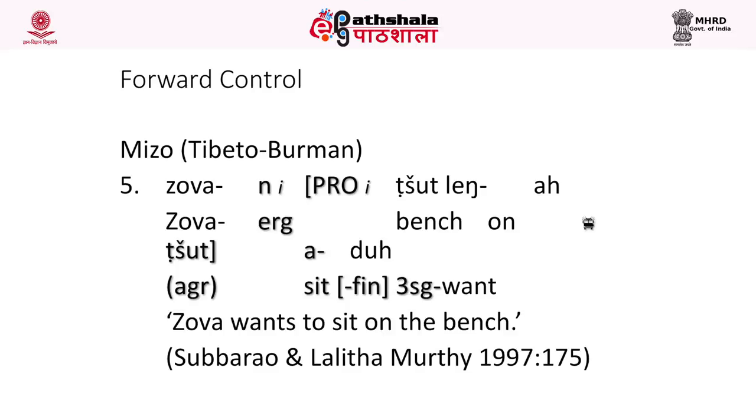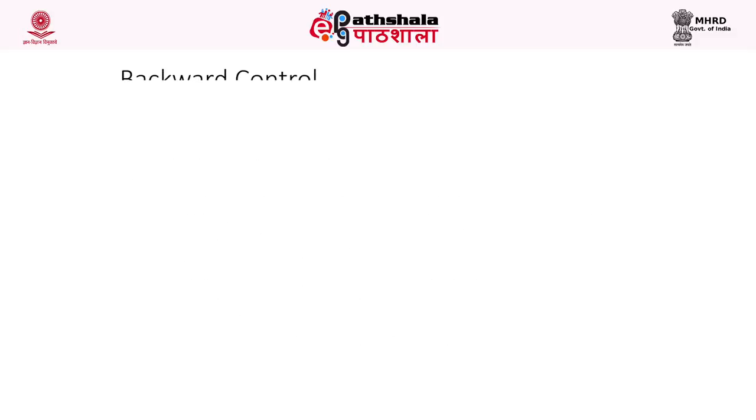In Mizo, the infinitive has two different forms for the verb. One is the finite form and one is the non-finite form. In sentence number 5, you can see chut is minus finite form because it is an embedded non-finite infinitival complement construction with pro as the embedded subject. So let me read the sentence for you. Zavan chutlenga chut adu. Notice that pro is co-indexed with Zava in the matrix clause. Backward control from Mizo. Zava chutlenga achu du.